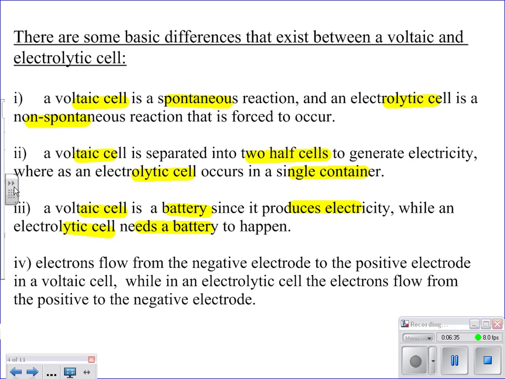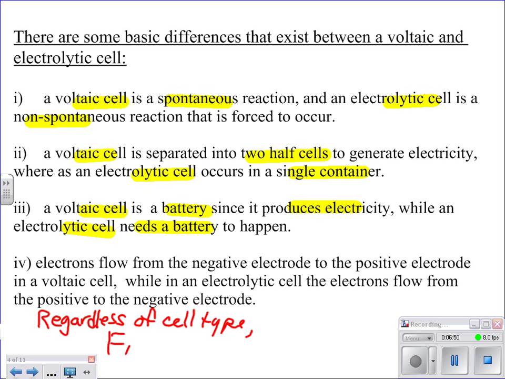So let's add a little bit more to this. Let's mention that regardless of cell type, we're just going to say fat cat. Hopefully you know what that means. Regardless of the cell type, the electrons are going to flow from the anode to the cathode. Doesn't matter if you're talking about electrolytic or voltaic, that's going to be the case.